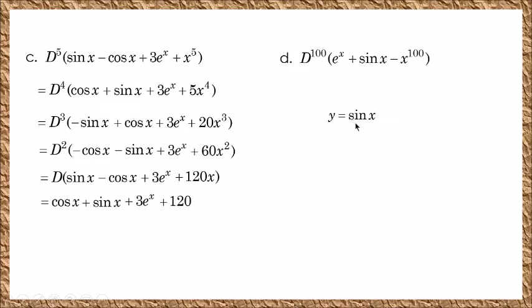If we have y equals sine x, its first derivative is cosine x. Second derivative is negative sine x. Third derivative is negative cosine x. Fourth derivative is also sine x. And then the derivative of this, which is the fifth derivative, you will get cosine. Sixth derivative, negative sine x. Seventh derivative, negative cosine x. And then the eighth derivative will go back to sine x.